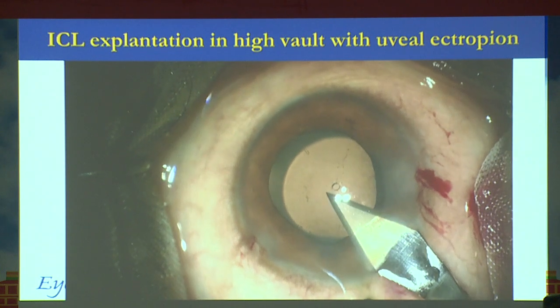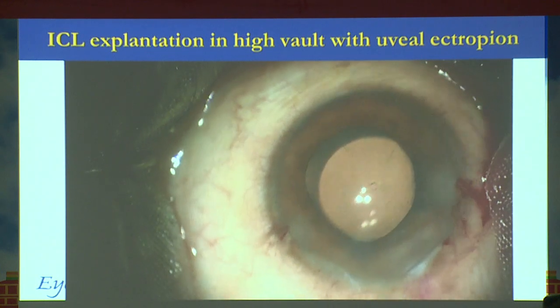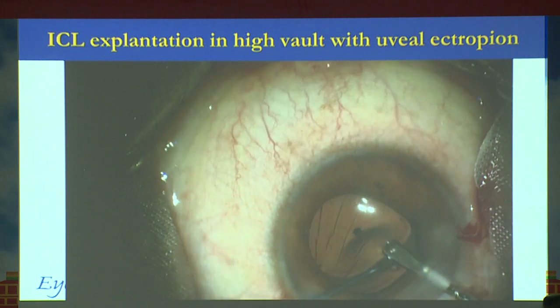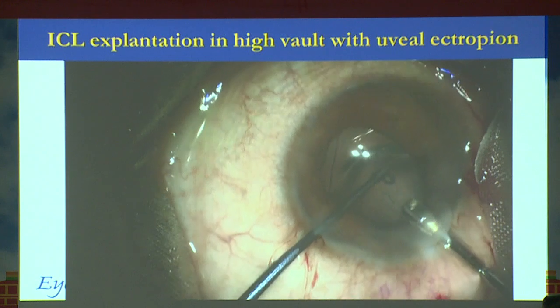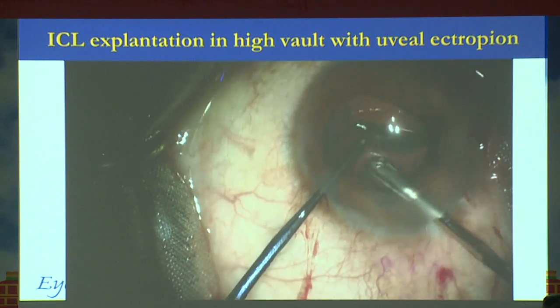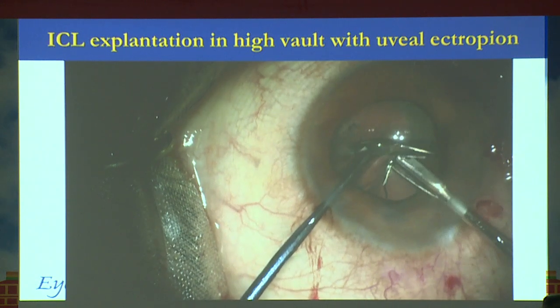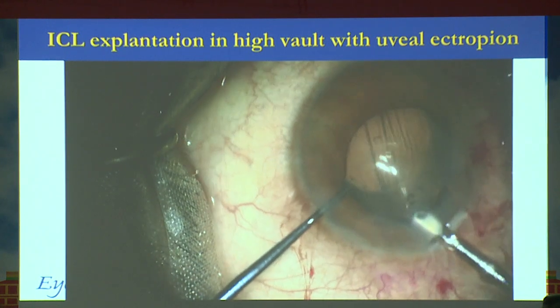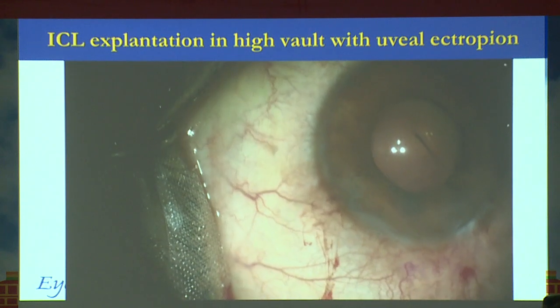Now the challenge was, how do I take it out? Because the standard teaching is, you prolapse the lens in the anterior chamber, put visco over and under and take it out. But here there was no scope of prolapsing that. So I had to hold it as it was in the posterior chamber. But once a grip was there, it came out easily.